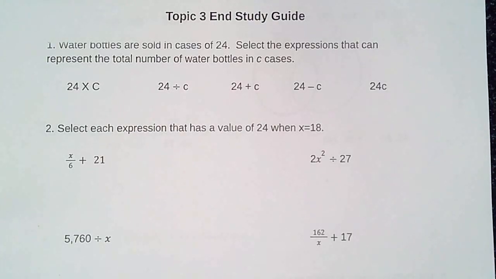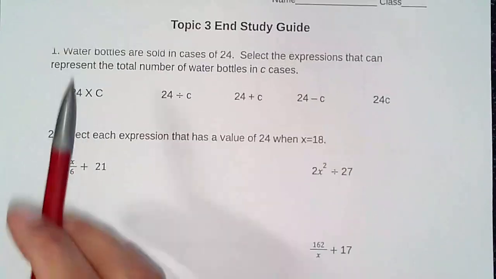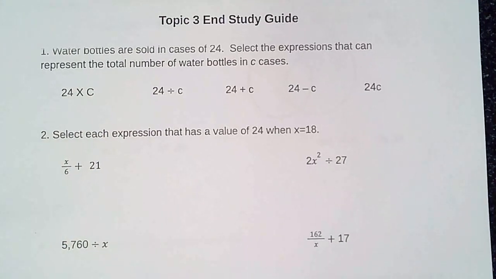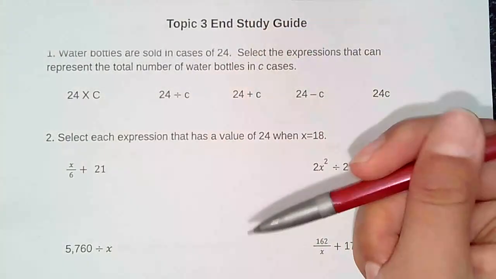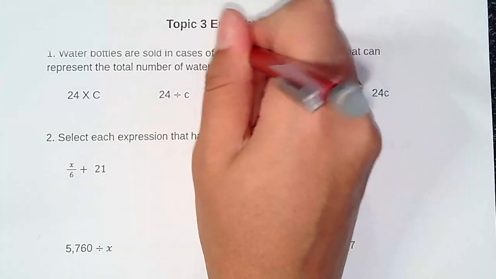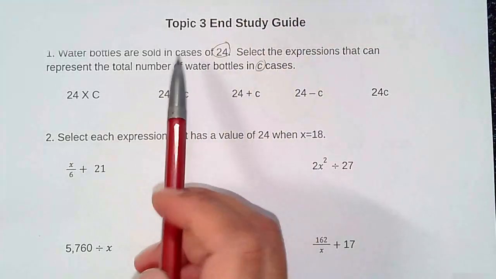Okay, this is topic 3 study guide. Number 1 says water bottles are sold in cases of 24. Select the expressions that can represent the total number of water bottles in C cases. So we know that we are using the number 24 and the variable C.